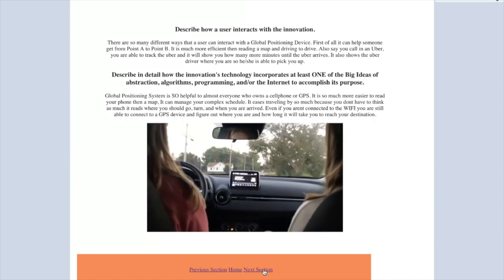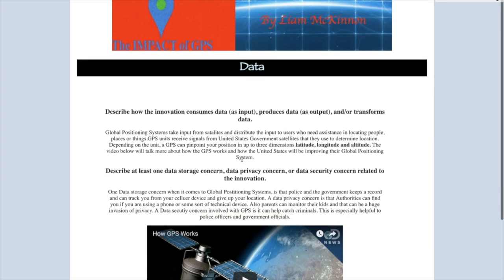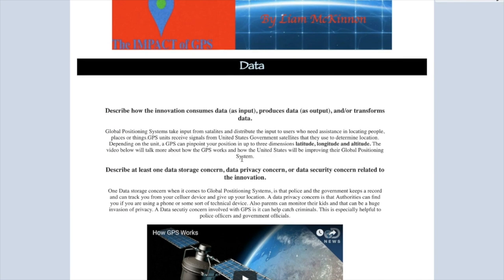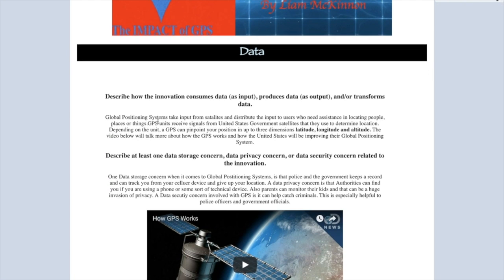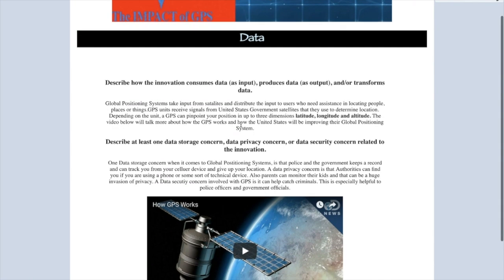Yeah, so that's basically how a GPS works. And next we have data. Describe the innovation: consumes data as input, produces data as output, and/or transfers data. Global positioning systems take input from satellites and distribute the input to users who need assistance in locating people or places or things. GPS units receive signals from U.S. government satellites that they use to determine location depending on the unit. A GPS can pinpoint your position in up to 3 dimensions, like I said, latitude, longitude, altitude.